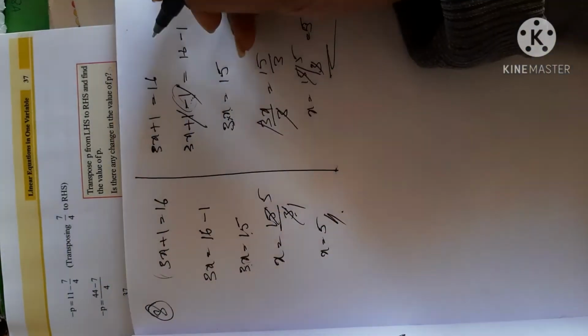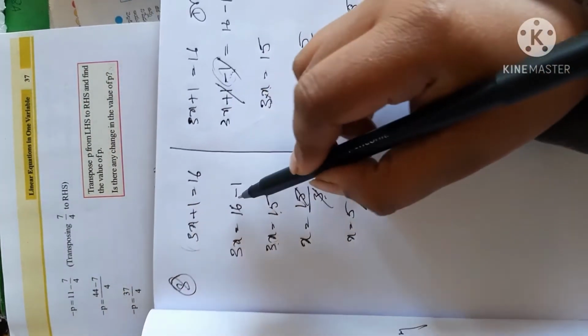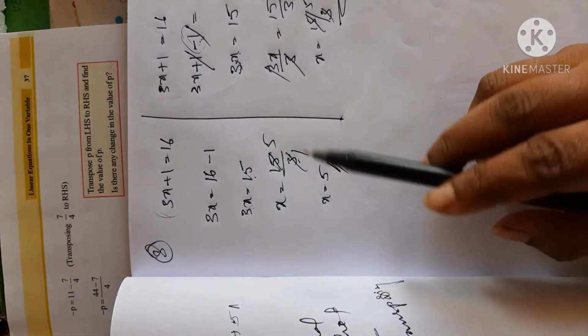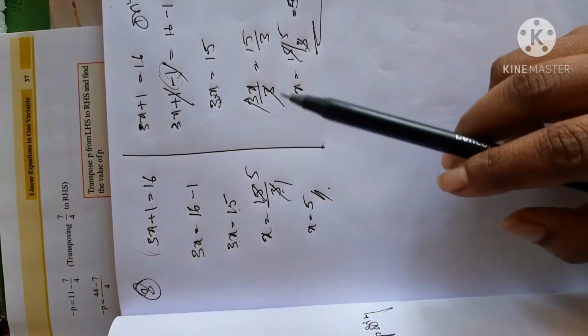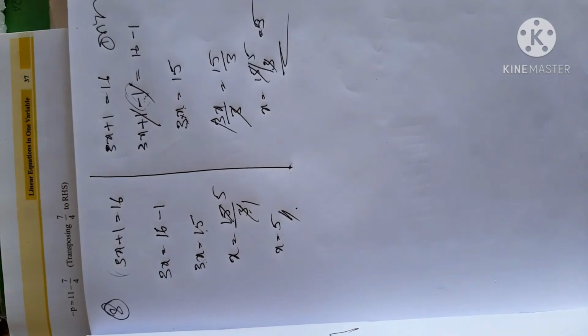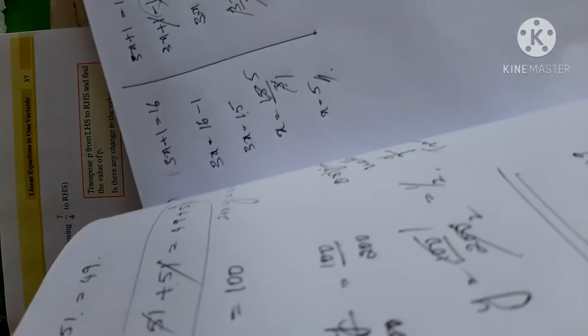Clear? This is the original method of transposing. This is the direct method of transposing: how minus becomes plus, how multiplication becomes division. This is the method. Clear? Now one more question.